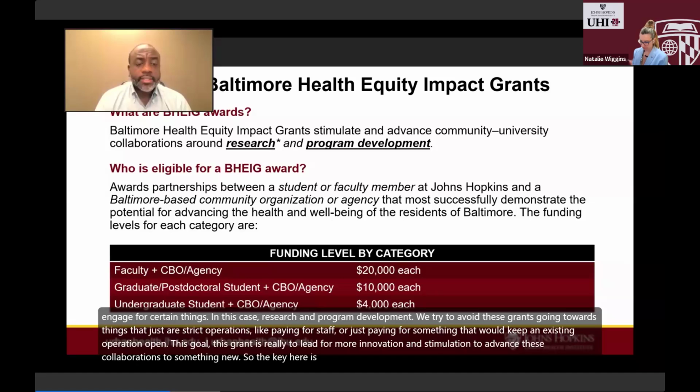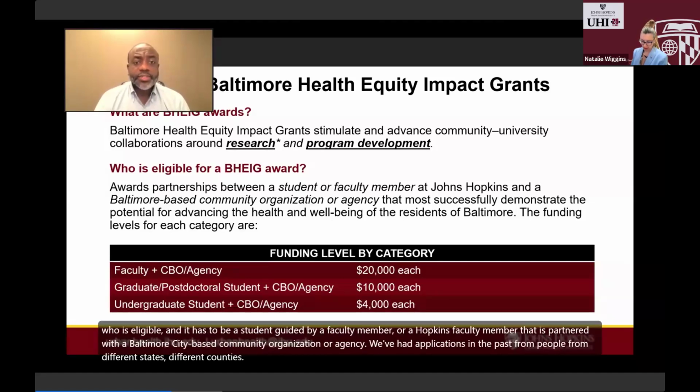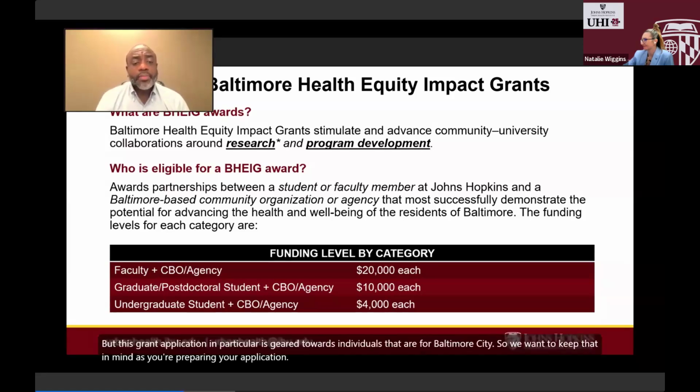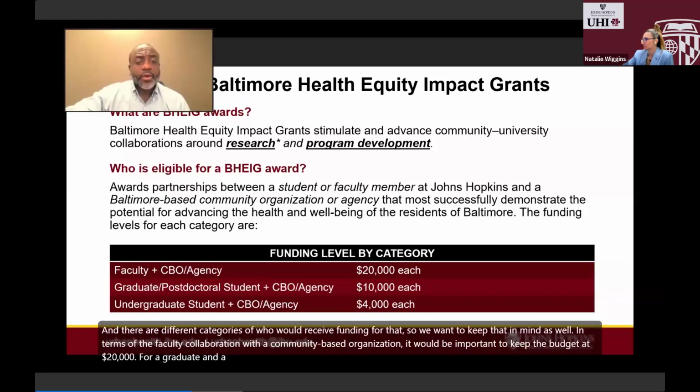So the key here is who is eligible. It has to be a student guided by a faculty member, or a Hopkins faculty member, that is partnered with a Baltimore City-based community organization or agency. We've had applications in the past from people from different states and different counties, but this grant application in particular is geared towards individuals from Baltimore City. So we want to keep that in mind as you're preparing your application. And there are different categories of who would receive funding for that.